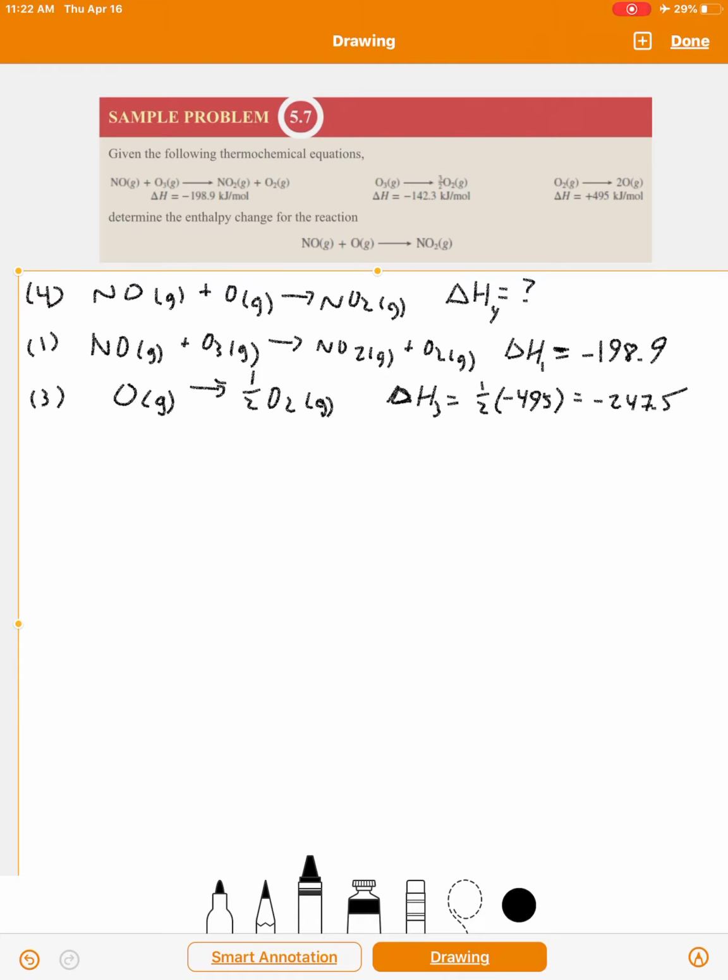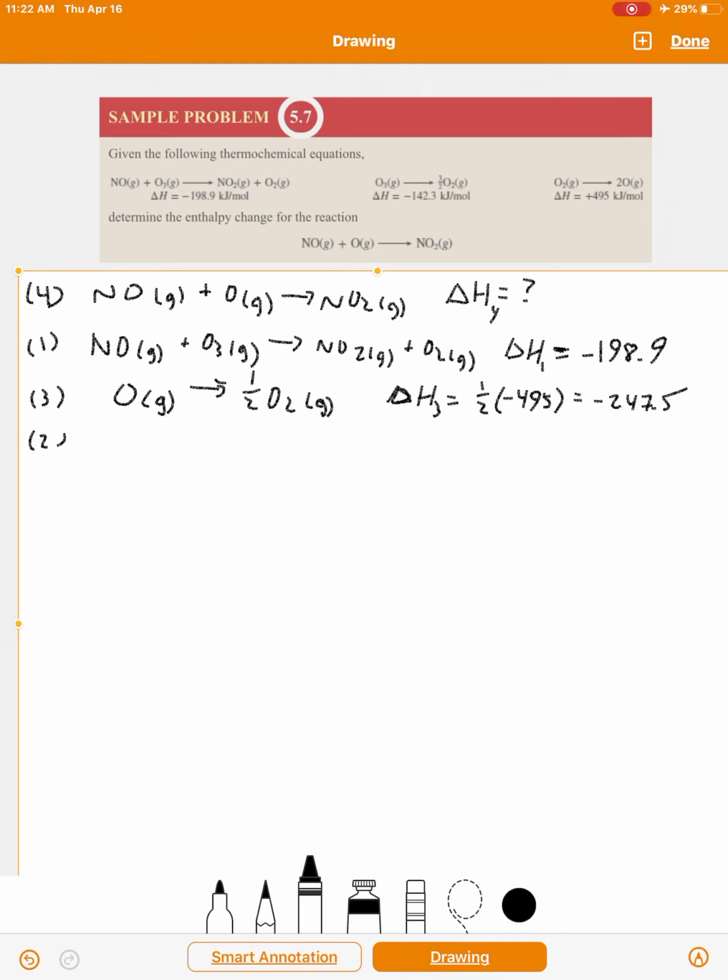It's NO2 is a product. NO2 is a product in that equation. It's also a product in equation 1, and we've already dealt with equation 1. We've already done that. So the question then is, what about equation 2? We haven't looked at it yet. Well, equation 2 pops in here for the following reason.